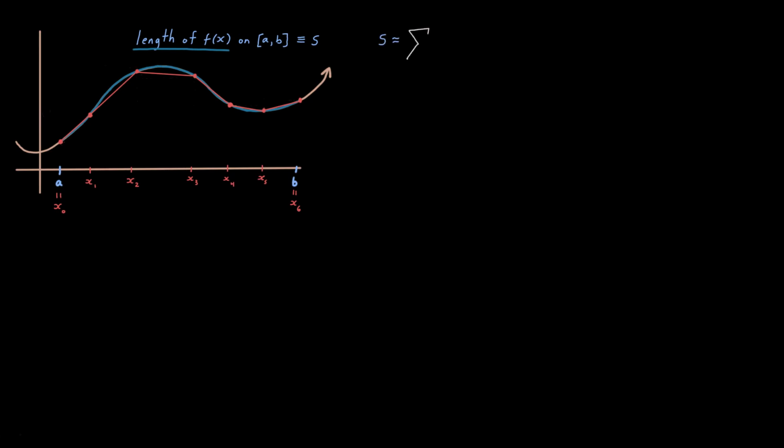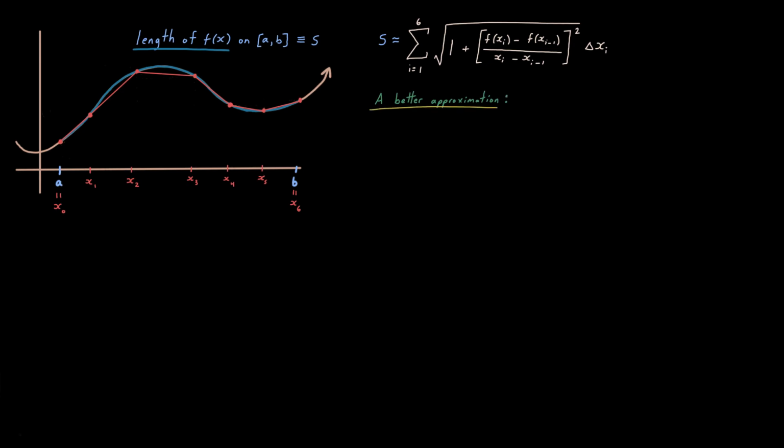Now, I'm going to copy the same thing here. i equals 1 to 6 of that same thing. There we go. And notice here I've rewritten delta x sub i as x sub i minus x sub i minus 1, subscripts, of course. Now visually, look, I'm going to construct a better approximation.